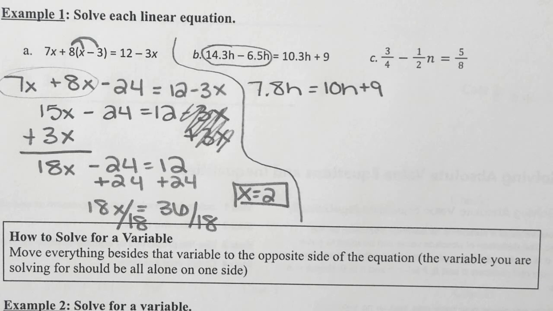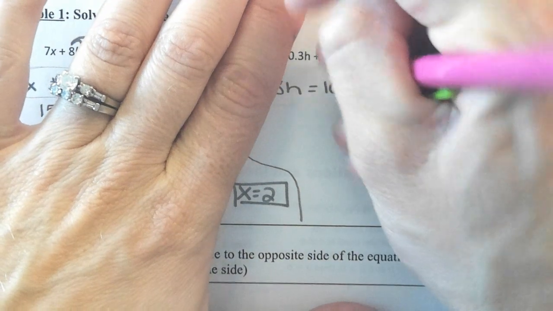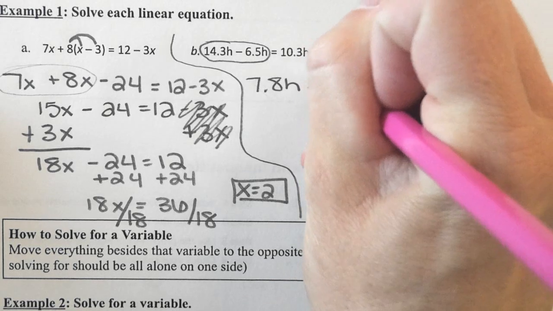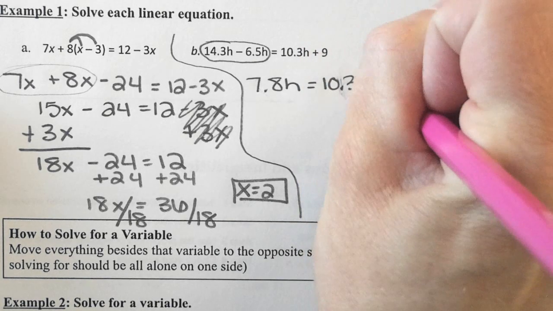Do what? Say. Oh, I lost my 0.3. Thank you. I wanted it to not be a decimal apparently. 10.3h plus 9. Sorry about that, guys.